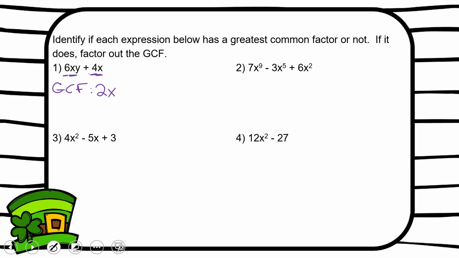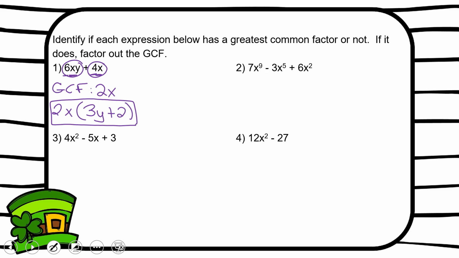So then to factor out the GCF, what you do is you write it out front and then you're going to divide each term by it. So 6xy divided by 2x would leave you with 3y. 4x divided by 2x would only leave you with 2. And so right here would be factoring out your GCF and what you would be left with.